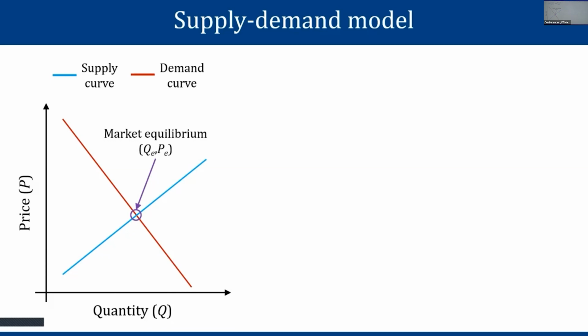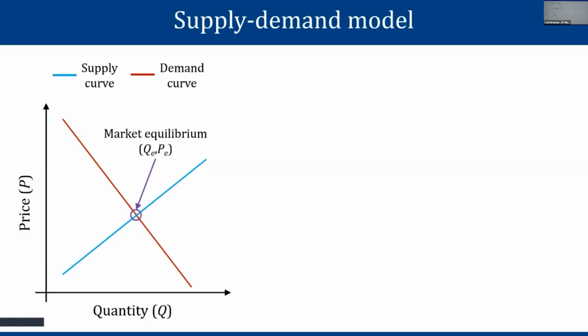One is the supply curve, which has a positive slope. So it means that if the price of the product is increased, the supplier will produce more products. And the other curve is the demand curve, which has a negative slope. And this means that if the price of the product is increased, the consumer tends to buy a smaller amount of products.